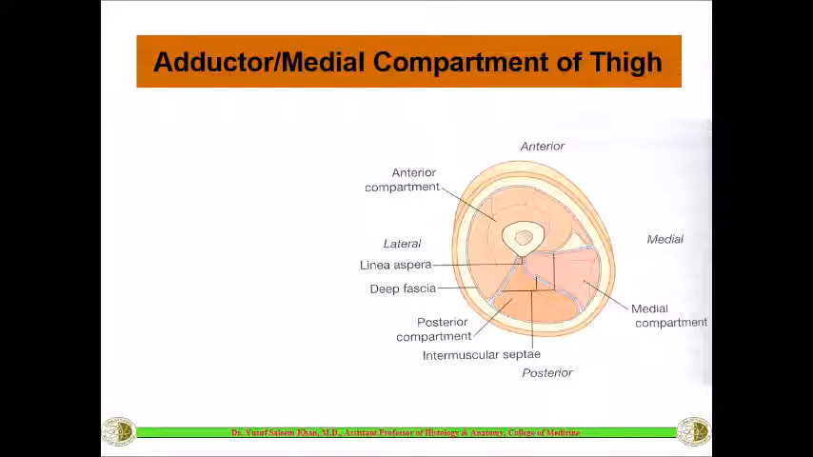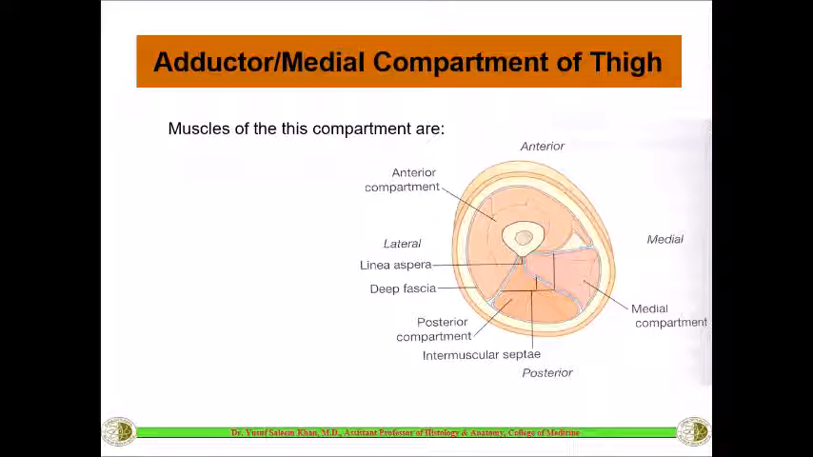Now let's discuss the last compartment, that is the adductor compartment of the thigh, or it is also called the medial compartment of the thigh. In this picture, this is the anterior compartment, this is the femur, this is the cross section of the thigh, the anterior compartment, this is the posterior compartment, and this is the medial compartment which is towards the medial side.